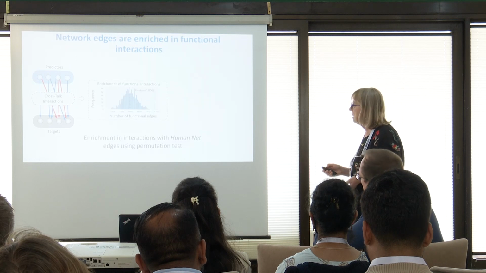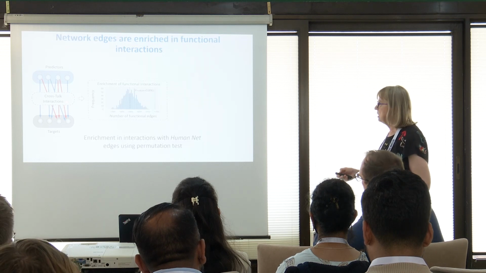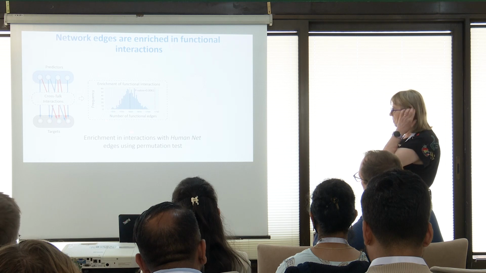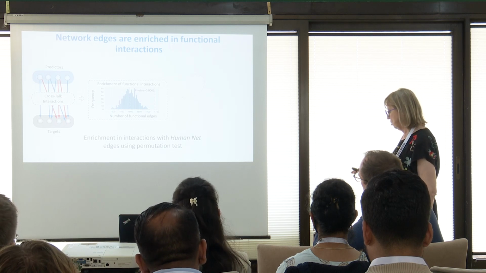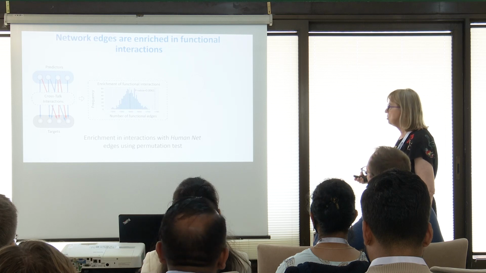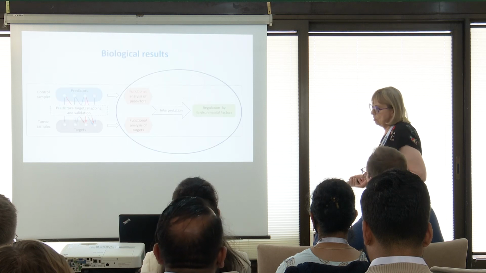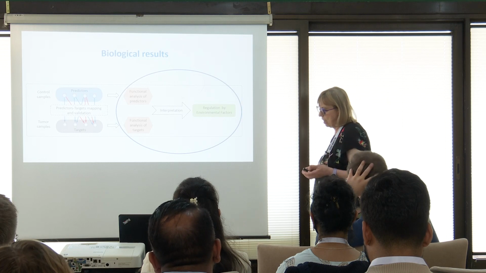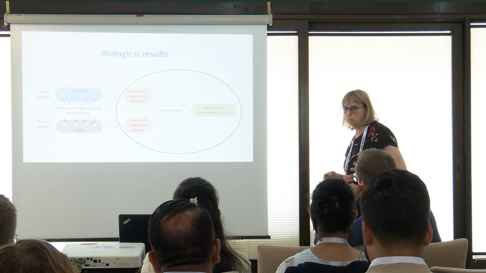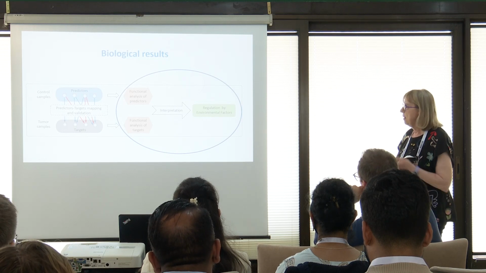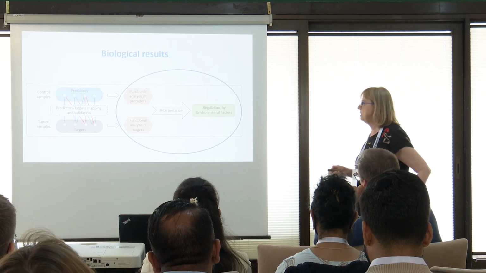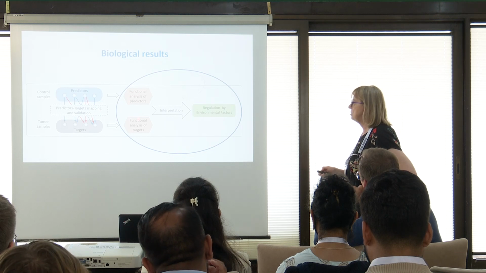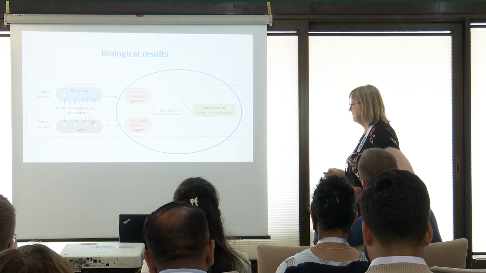And finally, as for the edges, we use a permutation test to confirm that they are enriched in HumanNet functional edges. So with those three points, we are confident enough that what we obtain is relatively stable and informative. So we now dive in and see what sort of genes are in the set of the predictors and what sort of genes are being predicted.